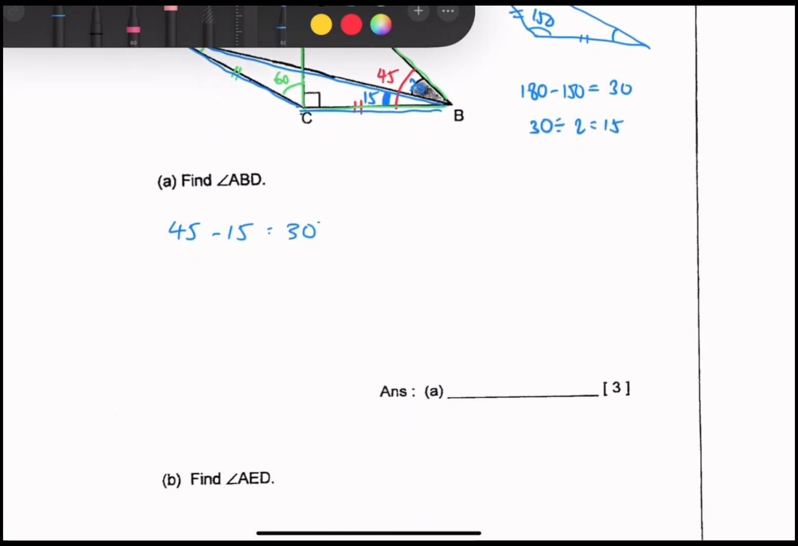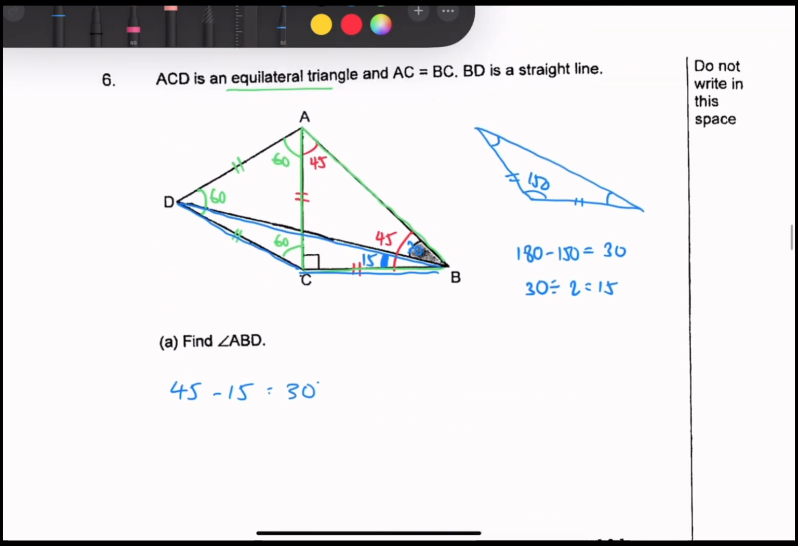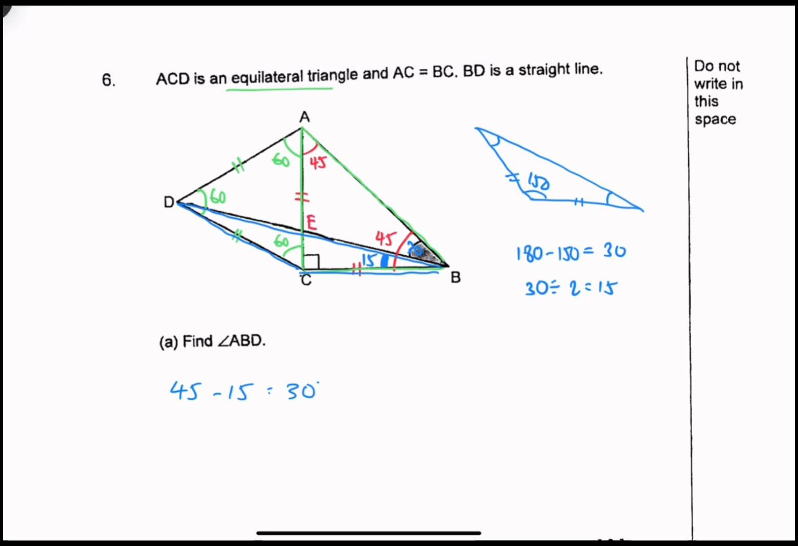Okay, let's move on. They want AED. Where's my AED? A, E, D. So it's missing the E. I believe this is the E in red, right here. So they want A, E, D. So this is what they want. And I know this is 15 too. Okay, here. So this is 45.